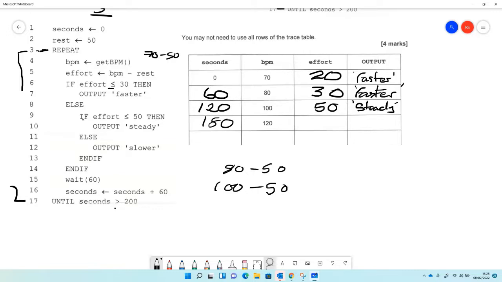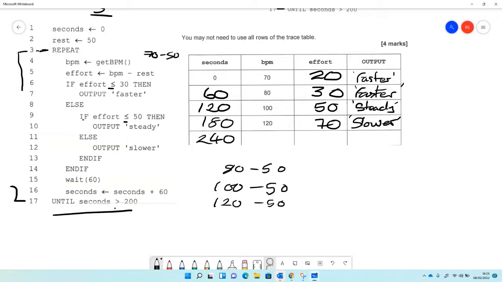Our beats per minute is now 120. So 120 minus our 50 is now 70. So it's not less than or equal to 30. It's not less than or equal to 50. So we're going to output slower, to slow down that running. Output slower. End if, wait 60, add 60 to seconds, which brings us to 240 seconds. Until seconds is more than 200, it is. So that means we stop, we don't loop anymore, and we've finished our output.